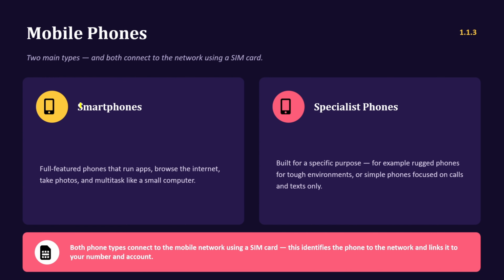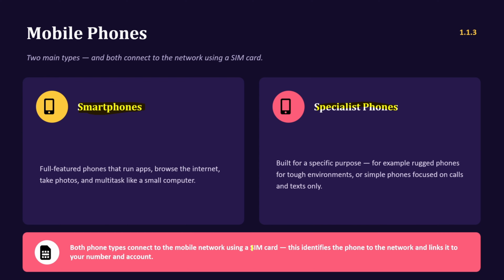There are two types you need to know. Smartphones are full-featured phones that run apps, browse the internet, take photos, and multitask almost like a small computer in your pocket. Specialist phones are built for one specific purpose. For example, a rugged phone designed for tough environments, or a simple phone that just focuses on calls and text.